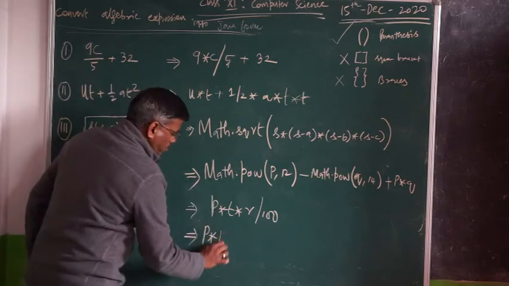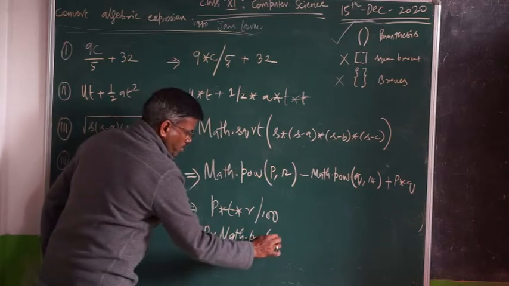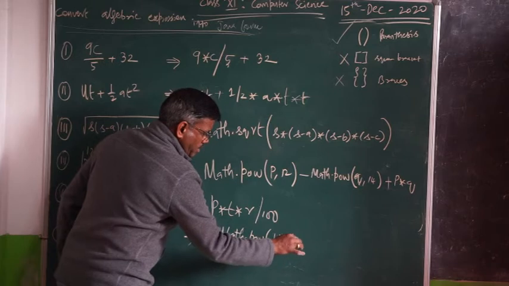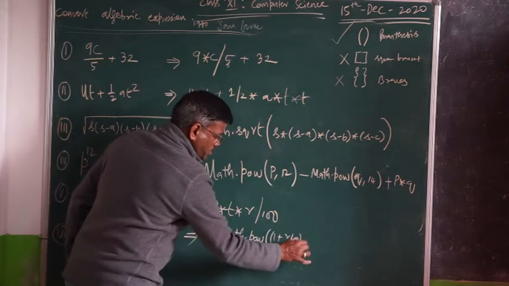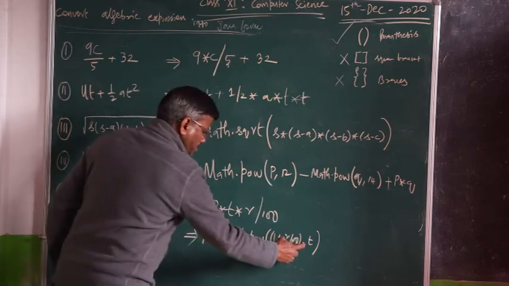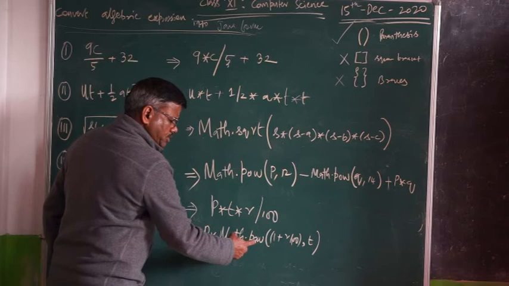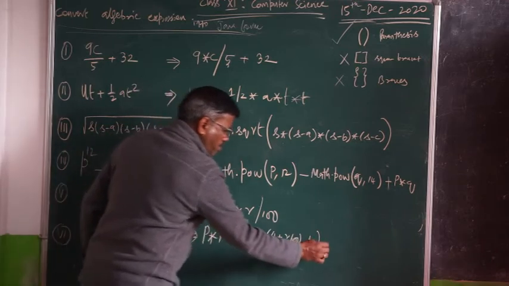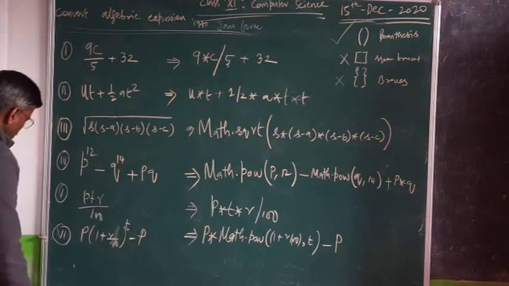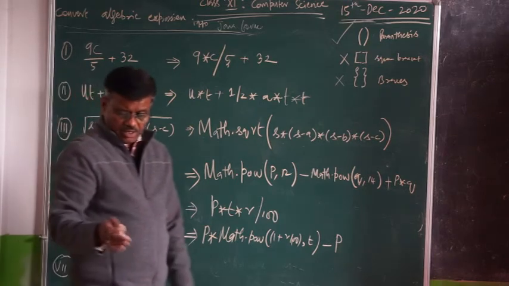So whenever there is a raised to the power, what do we use? Math dot POW. Okay, 1 plus R by 100 raised to the power of T. I repeat again, 1 plus R by 100 I wrote within the bracket, the whole lot raised to the power of T. Math dot POW means this raised to the power of T, minus P, because minus P is given. So the last one which I do, there are quite a good number of expressions in the exercise.